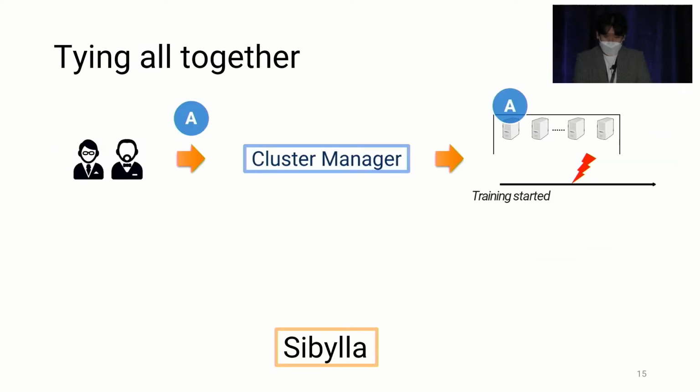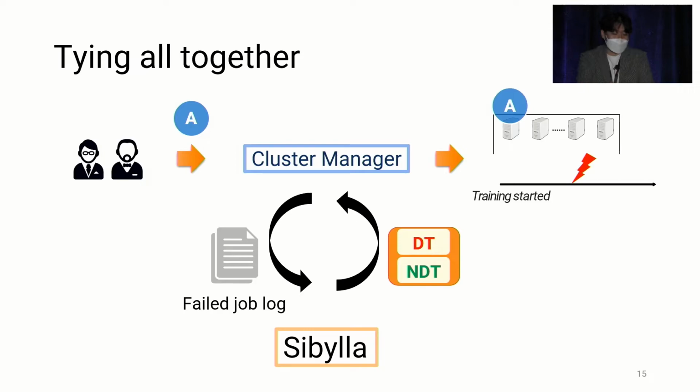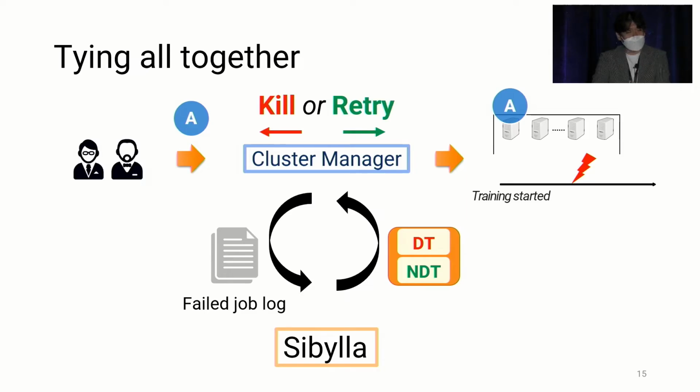Let's recap the scenario from the top view. Here, the job is placed onto the cluster and the job fails. The cluster manager collects the fail log data, and this fail log data is fed into Sibylla, and Sibylla sends the decision to the cluster manager. Based on Sibylla's decision, the cluster manager decides whether to kill or retry the failed job.